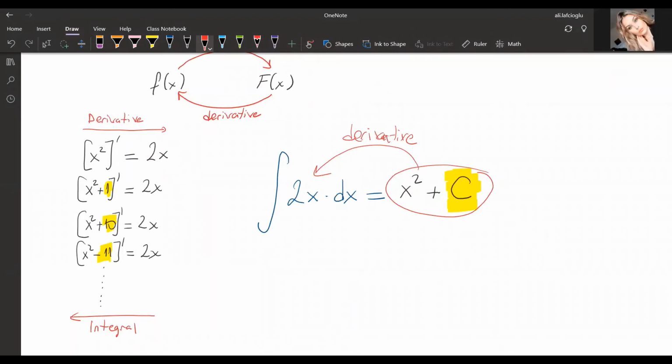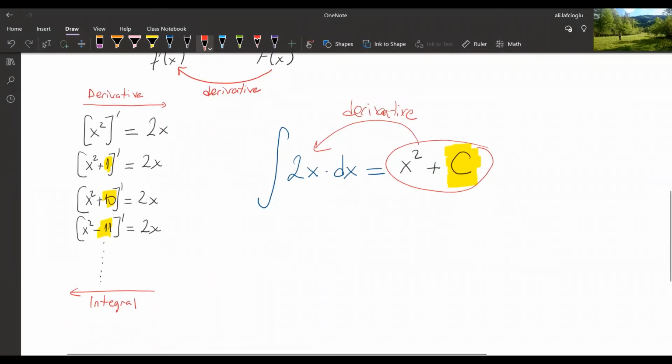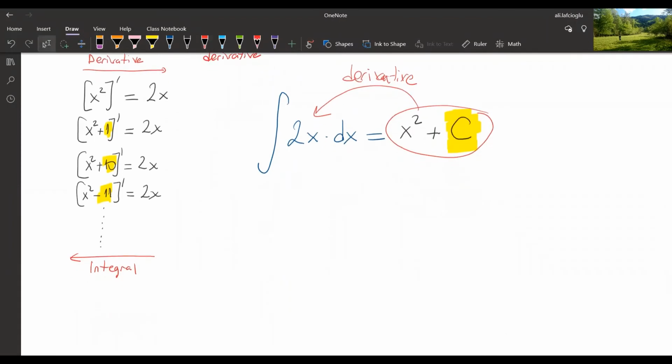Now, Sir, I was going to ask you, what does dx stand for? Bravo, Sanada. Differential. Really good question. Now, let me give you one more example and you will understand why we need that one. Okay.